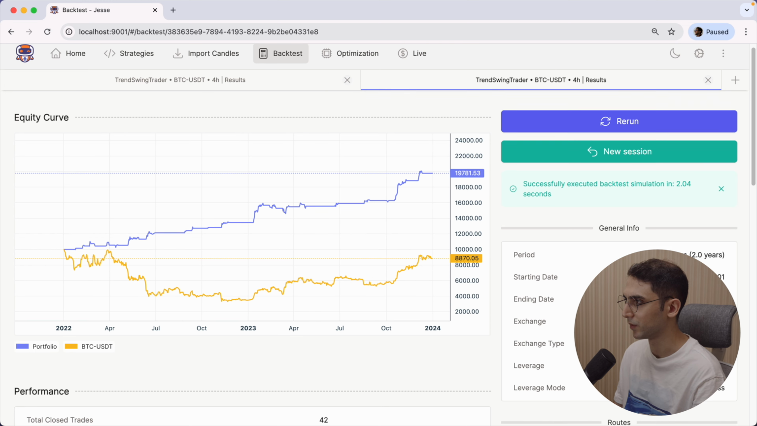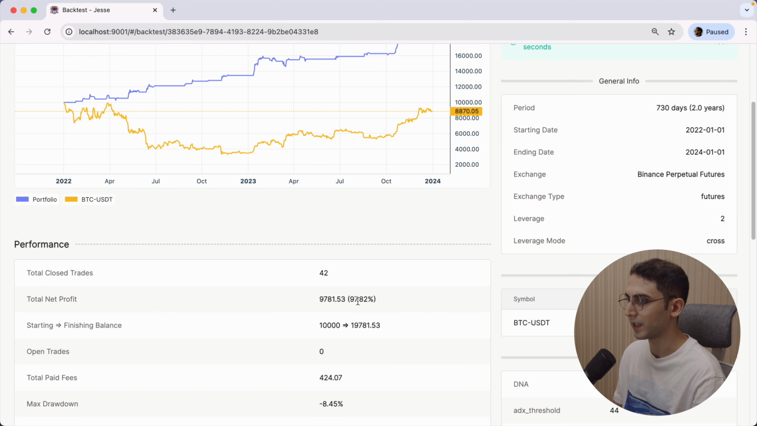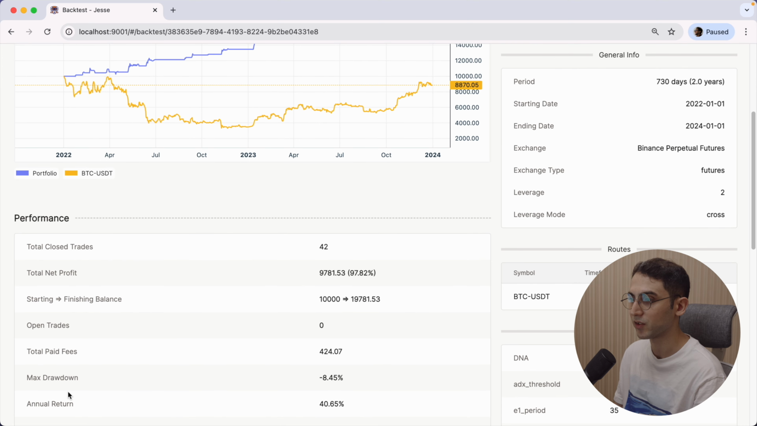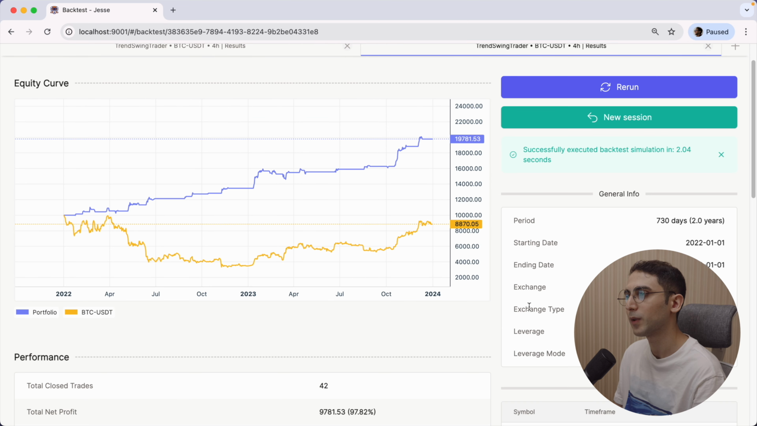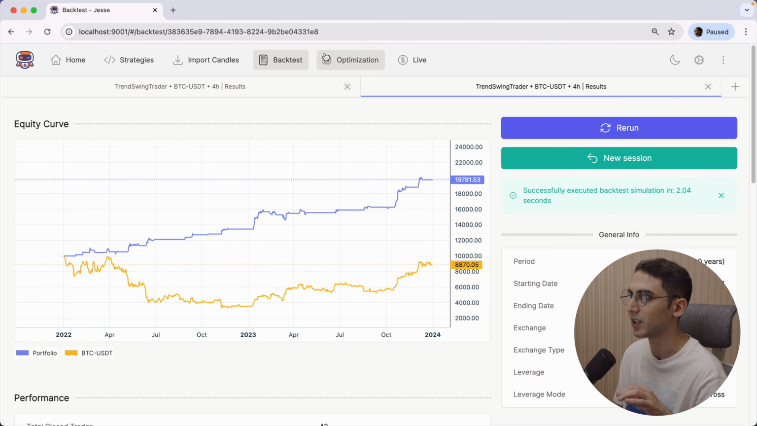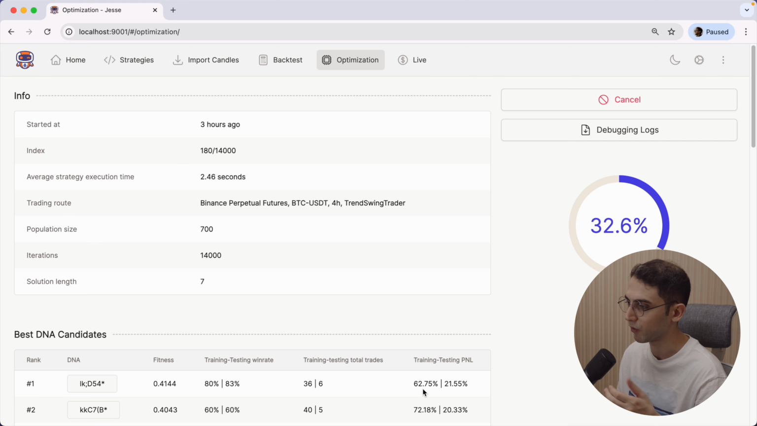Okay, so this is the number we're getting. The PNL is at 97% and the max drawdown is at minus 8%. So that's a significant improvement. But here's the thing, so far we had the training period and the testing period. Those were the two that the optimization session was running, and we were seeing the numbers here.